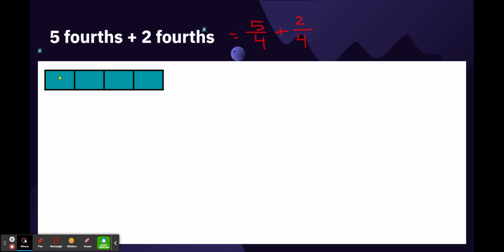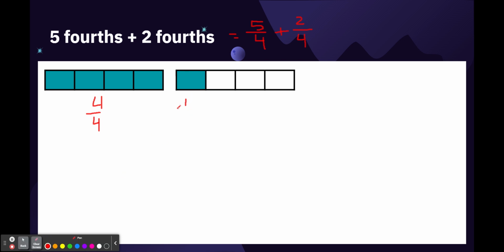So now let's go ahead and find a model to represent 5/4. So if I take my whole, I'm going to divide that into 4 equal pieces. But I only have 4 pieces right here. So this is going to give me 4/4. So I need to get another whole to get my last fourth, which is going to give me 1 more fourth. So together with 4/4 and 1/4, I have 5/4.